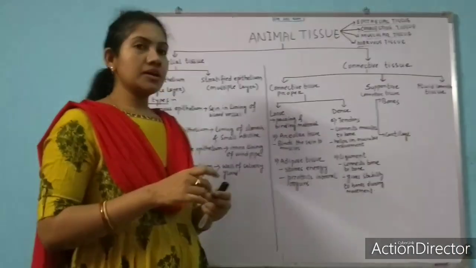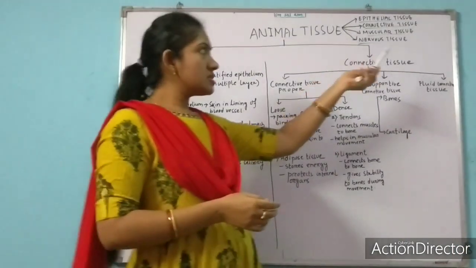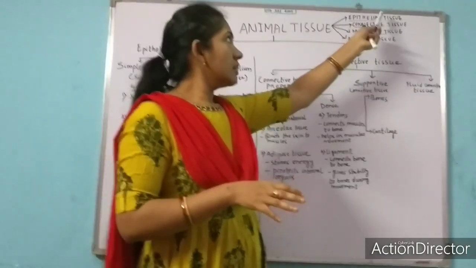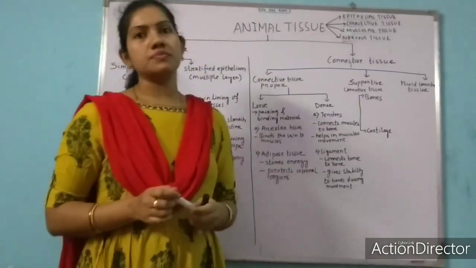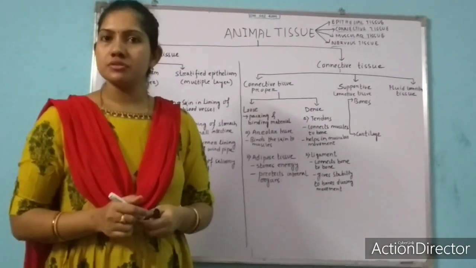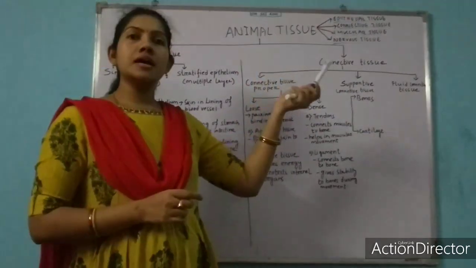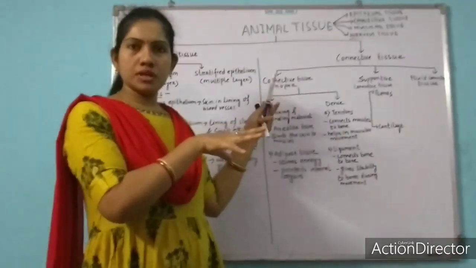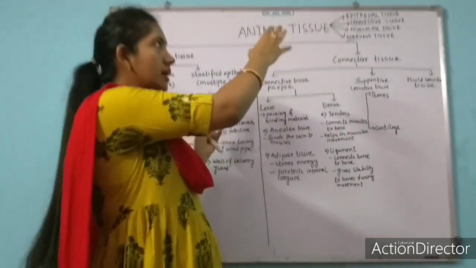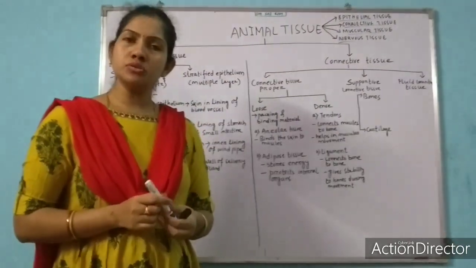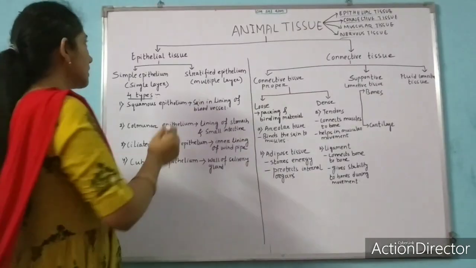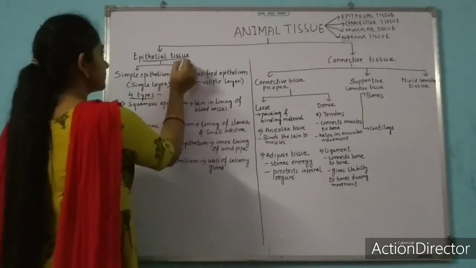So 2 of them we will discuss first. The first 2 types of animal tissue that we will discuss are epithelial tissue and connective tissue. Then we will go for muscular tissue and nervous tissue. If you can see here I have written some of the important points of epithelial tissue and connective tissue. We will go one by one. So first we will start with epithelial tissue.